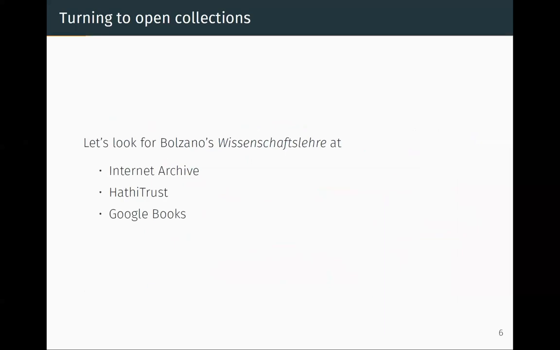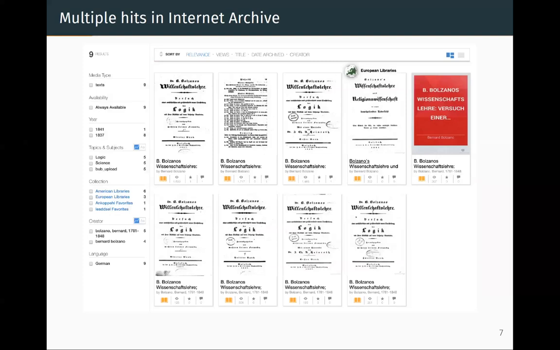The obvious one is the Internet Archive. There's a ton of information there. The HathiTrust is also a nice data set, with also more obscure books, and Google Books, of course. So, Internet Archive. This is one example, Wissenschaftslehre. I think you could translate it as science.